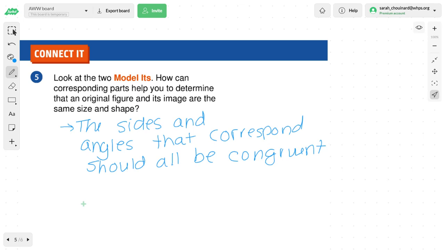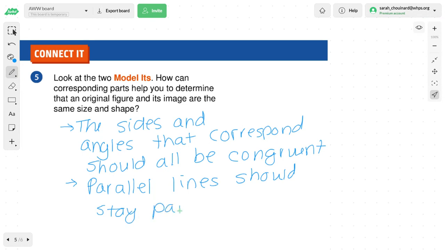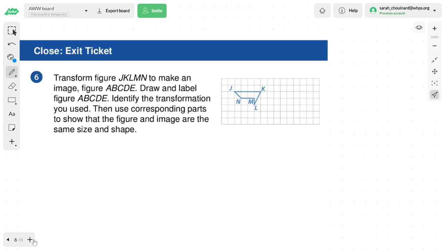That's one part. And then the second part is parallel lines should stay parallel. So from the original to the image, the parallel lines should stay the same. So question 6 you can do on your own. They just want you to do some transformation and make sure that all of the corresponding parts are equal. And we'll stop there.